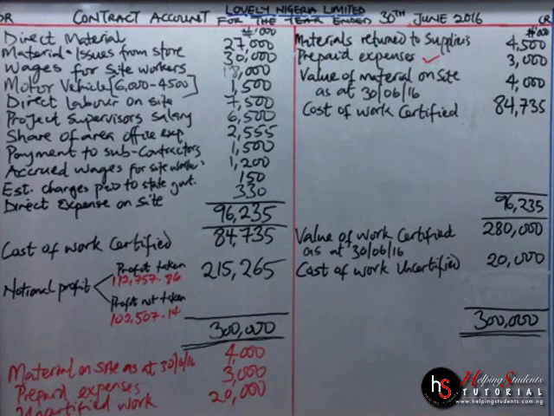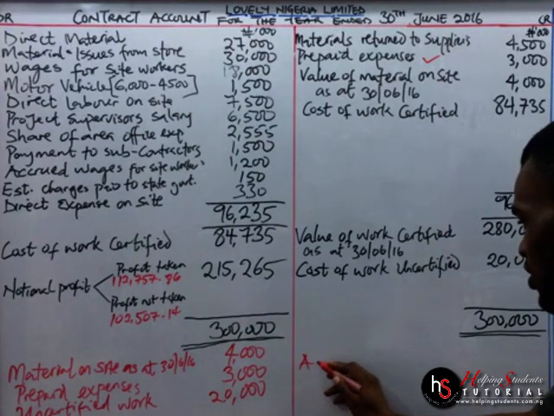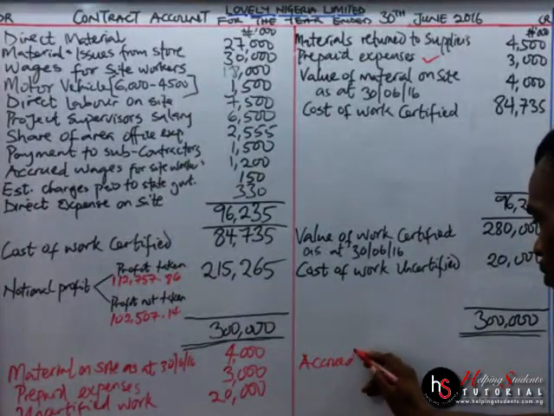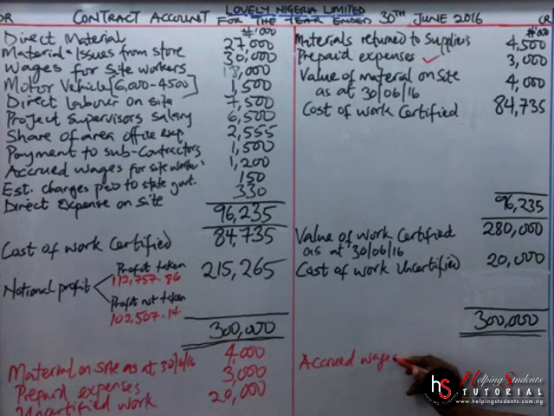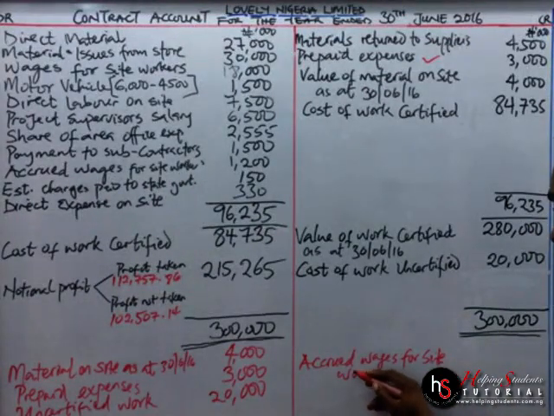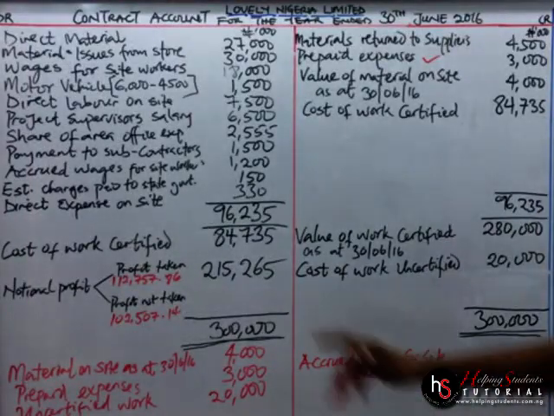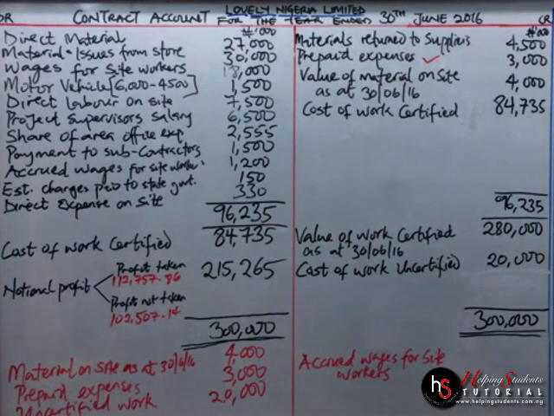We'll come over to this section. We'll also bring down what? The accrued wages for site workers. So go back to the question and you get the value. When we look at it again, you can also see it here. We'll have 1,200, okay? So we'll bring it down, 1,200.